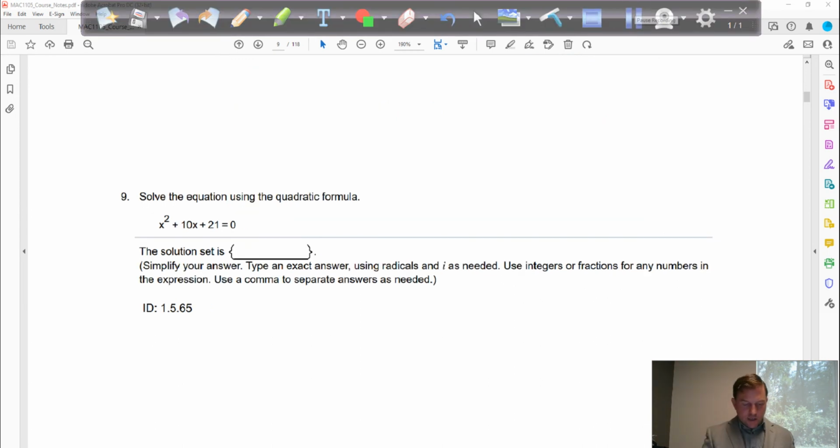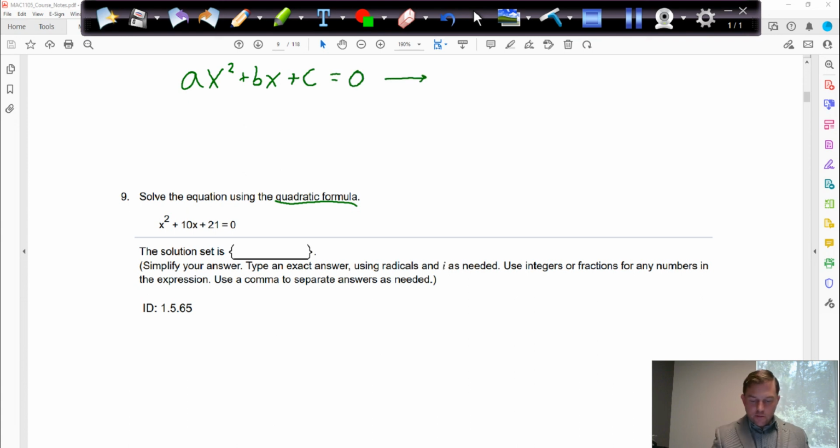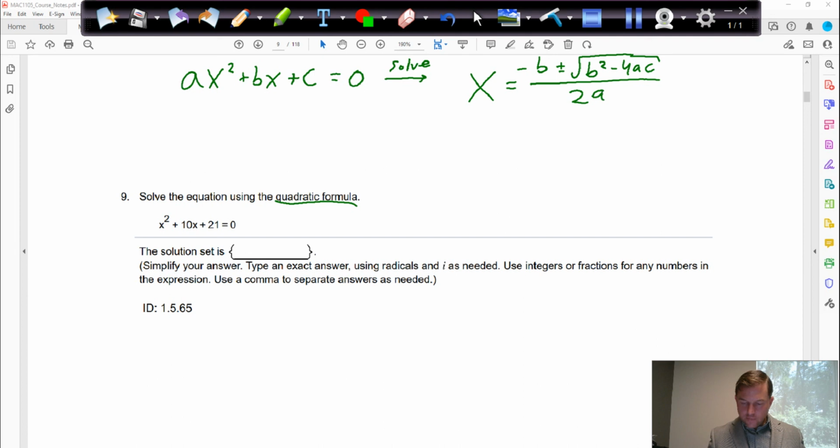Okay, for 9 and 10, they want us to use the quadratic formula to solve this. And that's on the equation sheet you can use for the test that I have posted to Canvas, but I'm going to write it here. So if you have ax squared plus bx plus c equal to 0, you can solve for x using this formula. x is equal to minus b plus or minus the square root of b squared minus 4ac all over 2a.